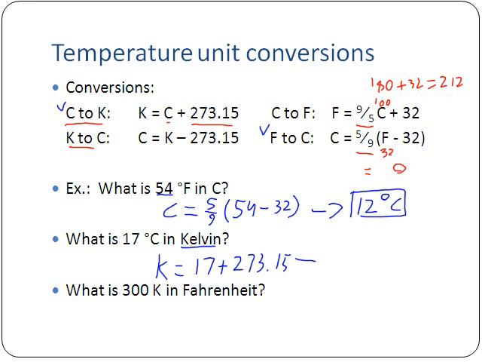So 17 plus 273.15 is 290.15. And so we have two significant figures. So 290 Kelvin is what we're going to have here. And so that's going to be our final answer here.